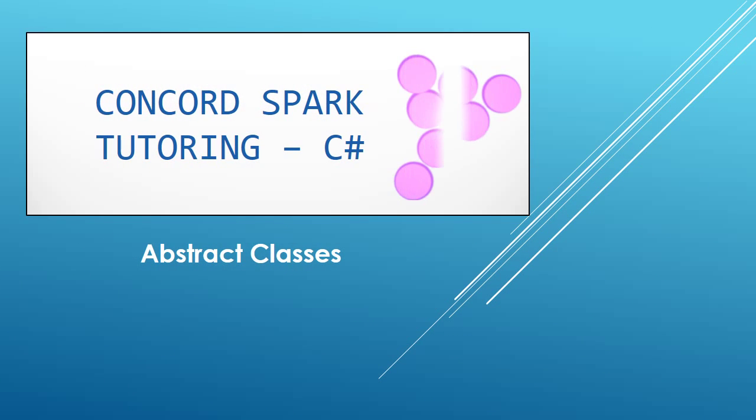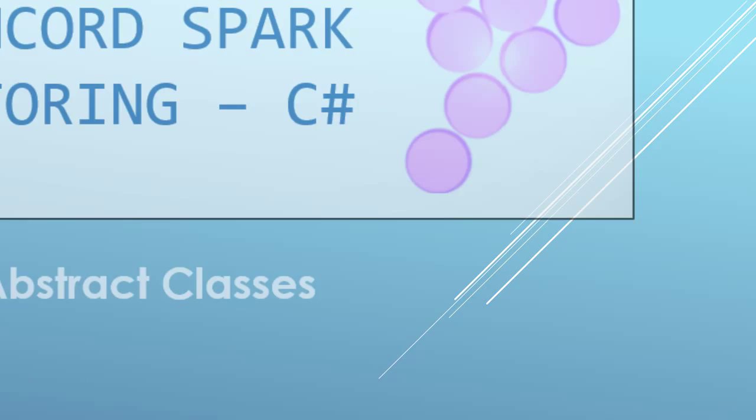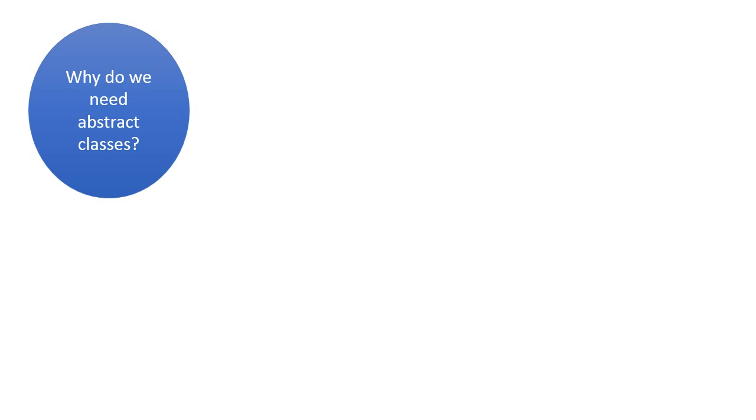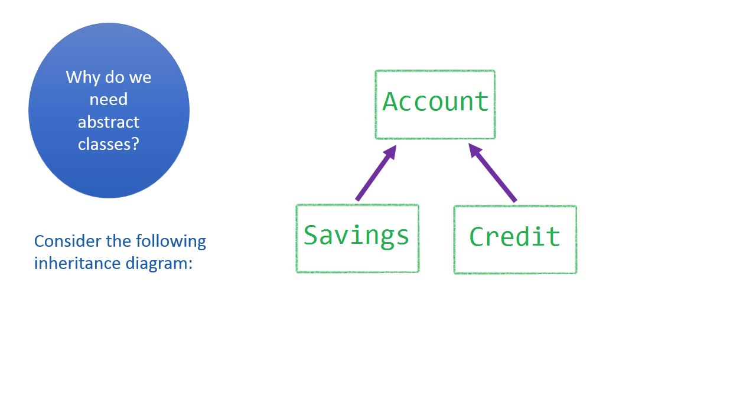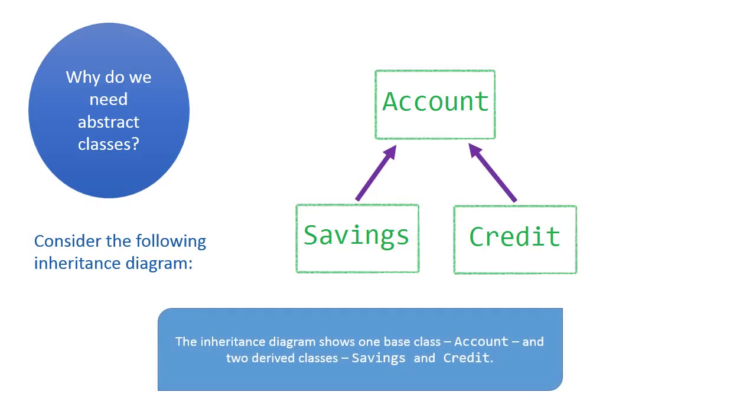Hi all! In this video, we'll be talking about abstract classes in C#. So I want to begin by asking the question, why do we need abstract classes? Now let's look at an inheritance diagram. From this diagram, we show a single base class account and two derived classes, savings and credit.